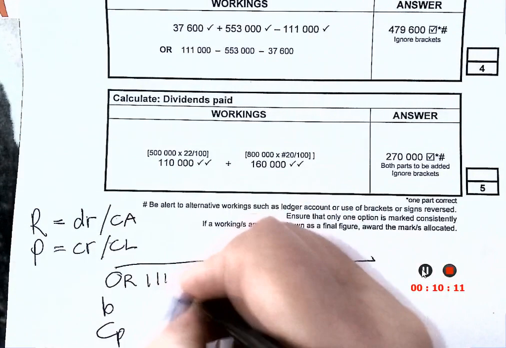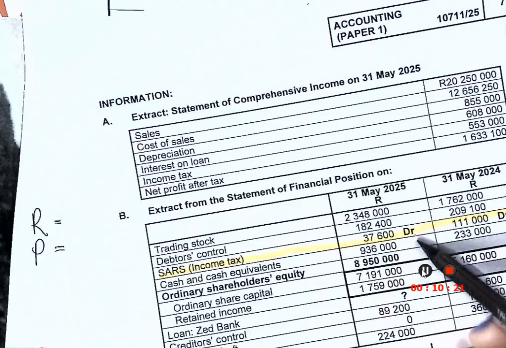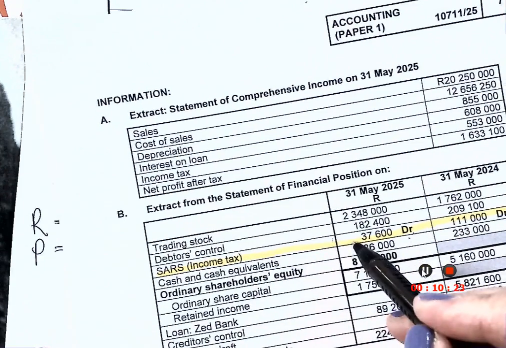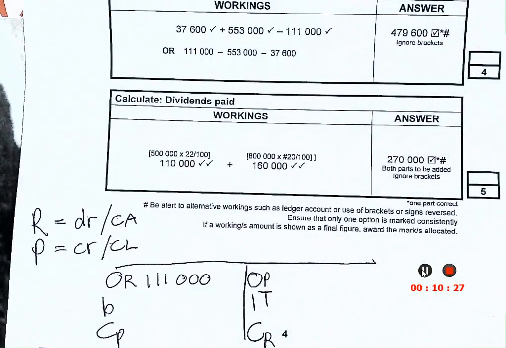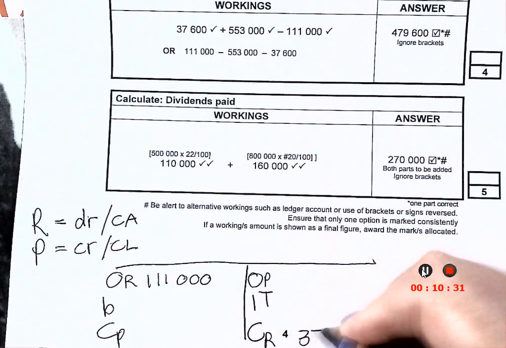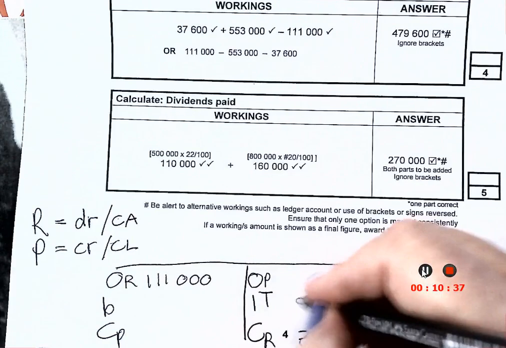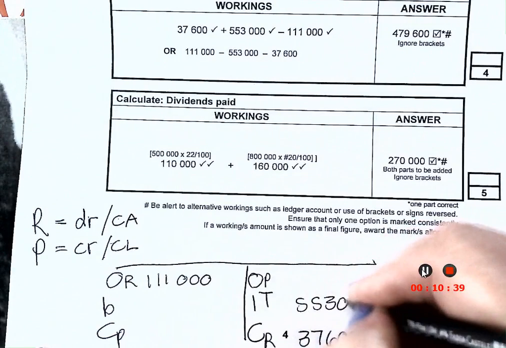111,000. The closing is also receivable, but can you see now it's a credit? Even though it says here debit, remember this is my balance BD. With the closing I work with my balance CO, opposite. So here it goes, 37,600. Then I go look for my tax. They gave me income tax is 553,000, and now I just balance.